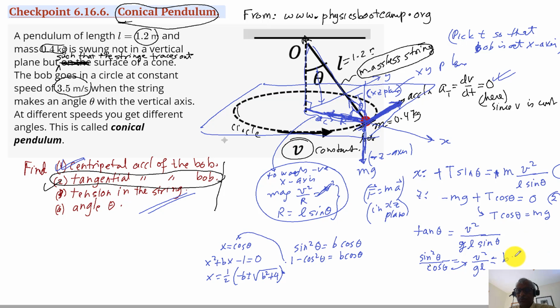Now b is known, we can put a number here, it's 3.5 squared. g is, say, call it 10 meters per second square, and L is 1.2. So you can get b here, you can put b inside here and take the positive root, because x is cosine theta and all these angles are less than 90 degrees. So we expect x to be positive. So take the positive root.